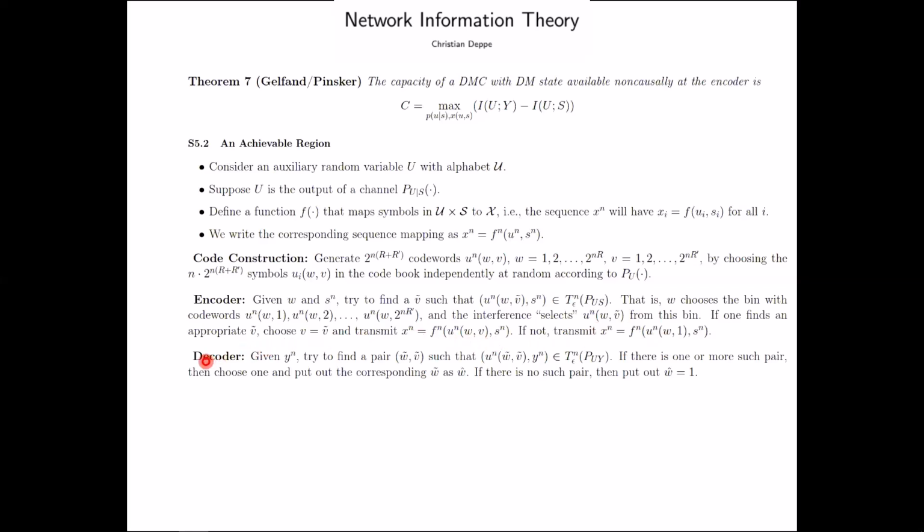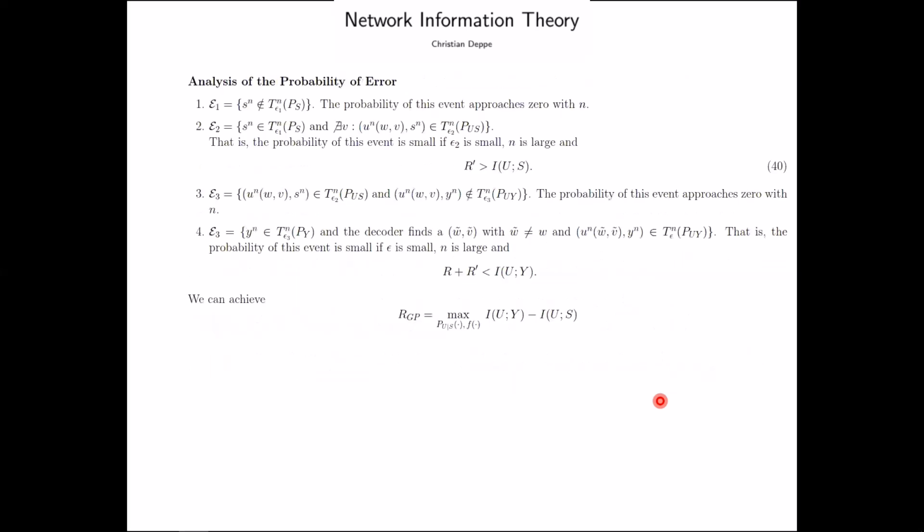Now what does the decoder do? It receives some y^n, and it also has the codebook. So it looks at the codebook, and searches for W tilde and V tilde such that u^n of W tilde and V tilde and y^n is jointly typical. If there is one or more such pair, then we choose one and put out the corresponding W tilde as our estimation of the message, W hat. If there is no such pair, then we estimate the message as 1.